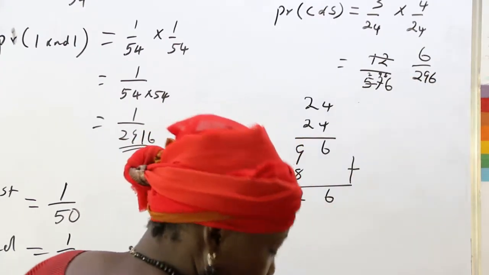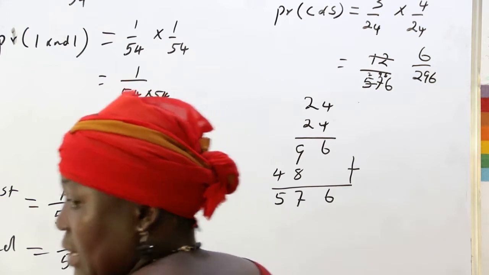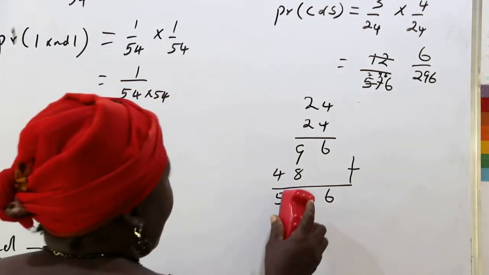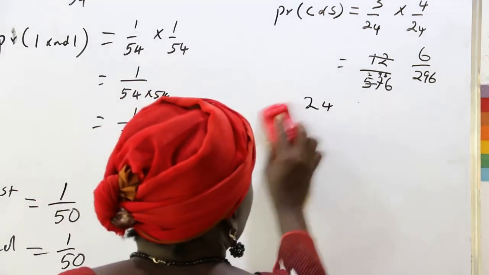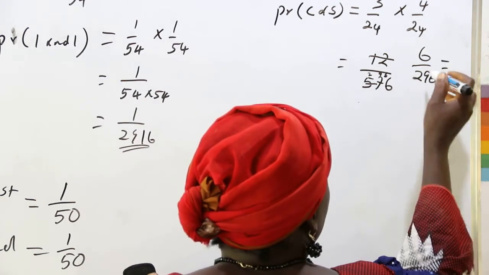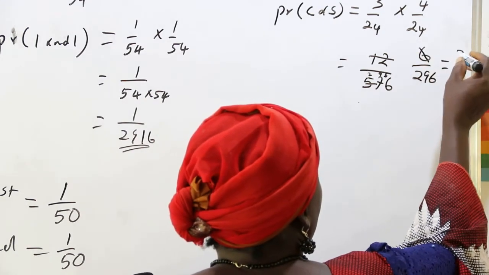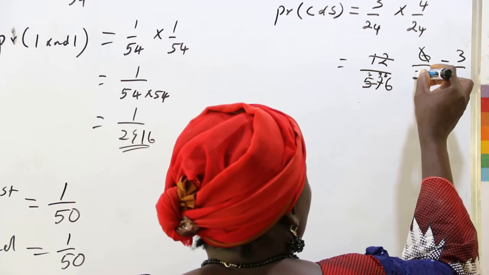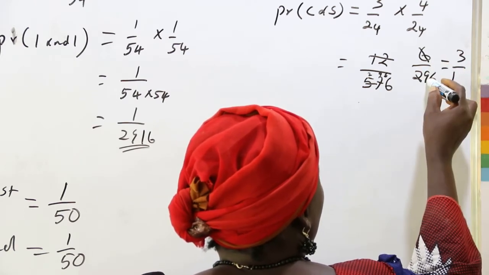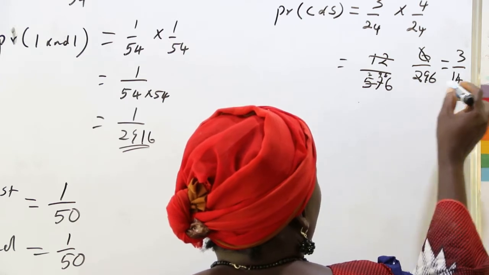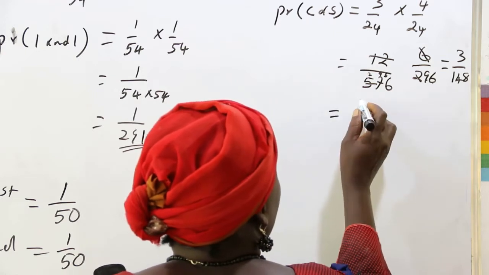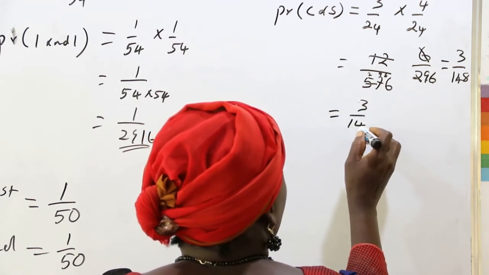296. If you have 296, you can still reduce it. We still have a common factor. So if you have this, 2 into 6, we have 3. 2 into 2, we have 1. 2 into 9, we have 4, remainder 1. 2 into 16, we have 8. So therefore, we now have 3 over 148.